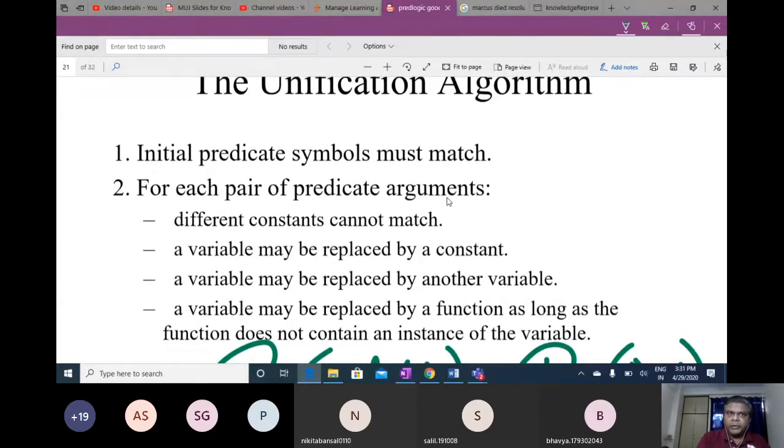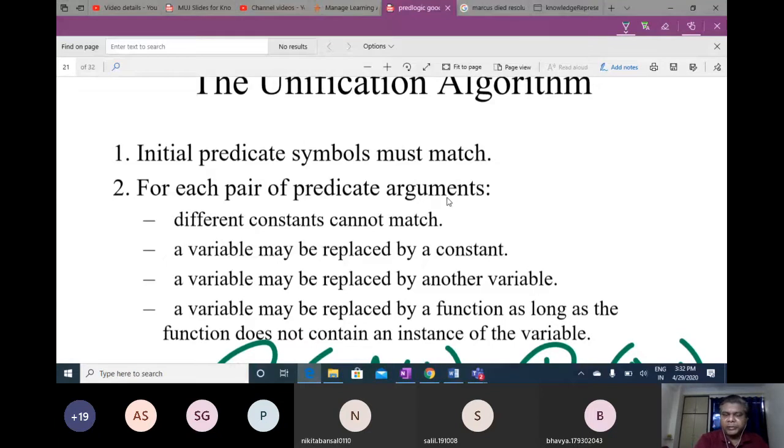So we will replace one by another and make them match, and then if one of them is the negation of the other, we can eliminate both of them and generate a new statement. But if one of them is a function of a variable and another has the same variable, then we cannot match.